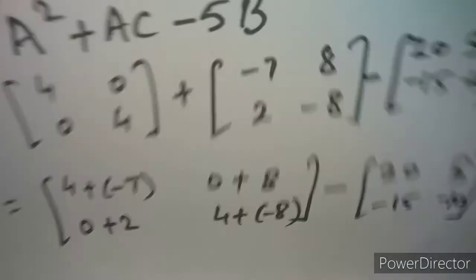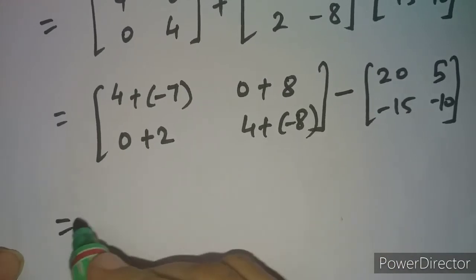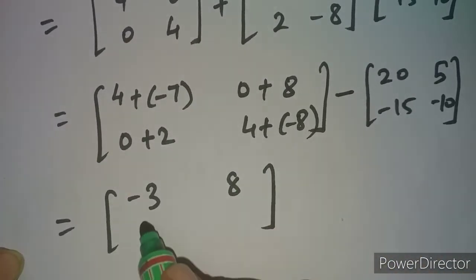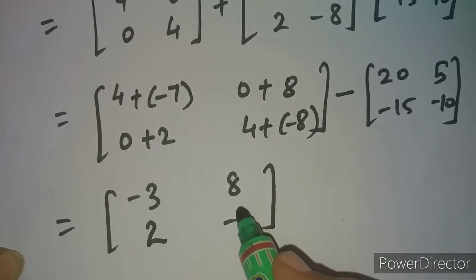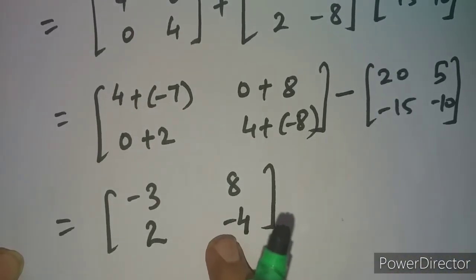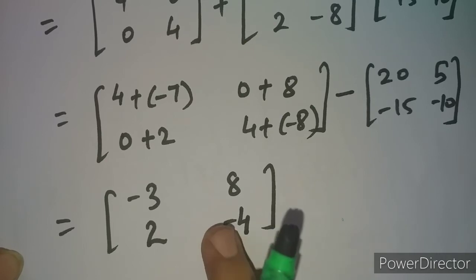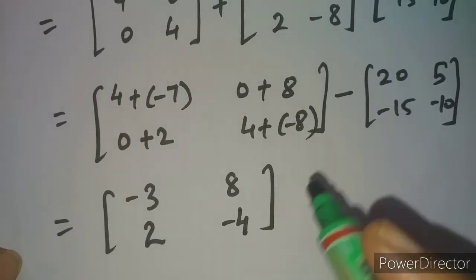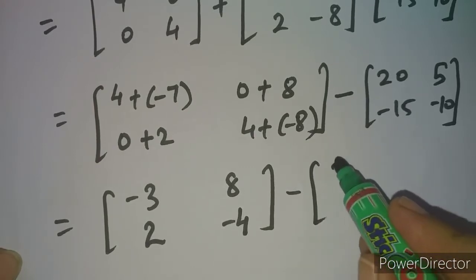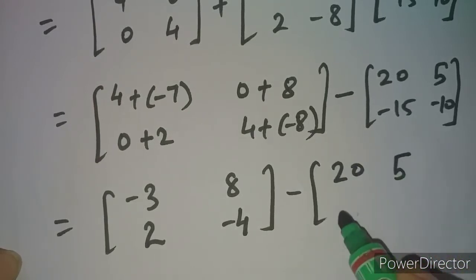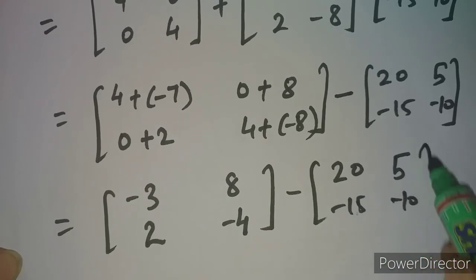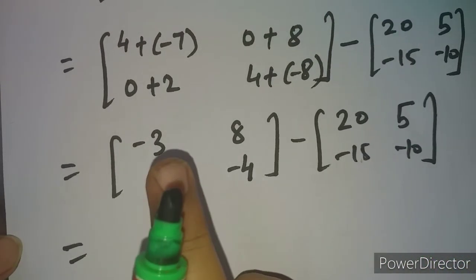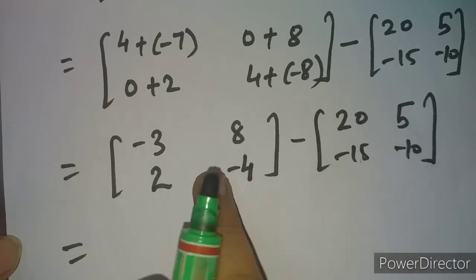Now let us solve this. What is 4 plus minus 7? It will be minus 3. It will be 8. 0 plus 2 will be 2. And 4 plus minus 8 will be minus 4. Small minus here. If you skip this small minus here, then the whole answer is going to be wrong. Again, very carefully you have to do. Second thing is, I am keeping the second part as it is. Right? Now comes the final operation of simply subtracting the two matrices.